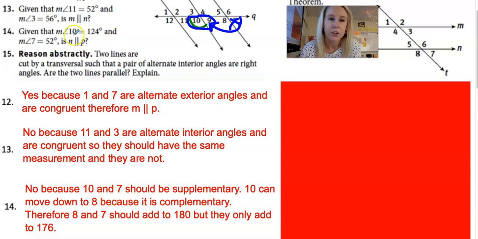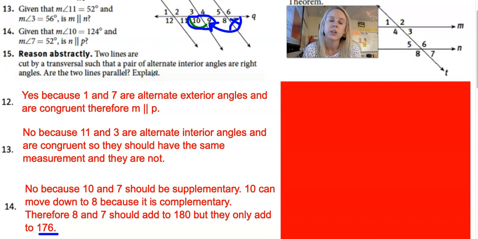But if you add 124 and 52, you only get 176, which is not going to get you to 180 degrees. Therefore, they are not going to be parallel. Okay? So again, to be parallel, they're either going to be congruent or they're going to add up to 180 and be supplementary. Okay? If you have any questions on that, let me know.